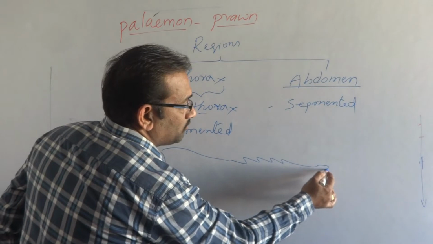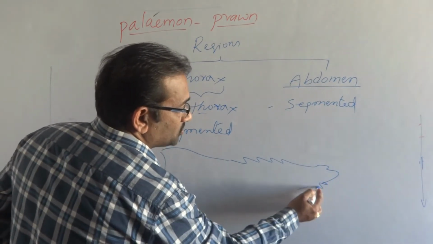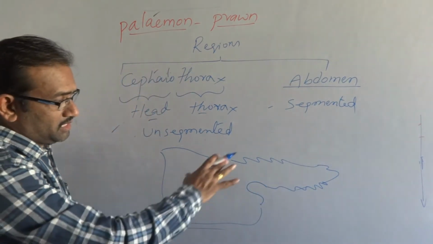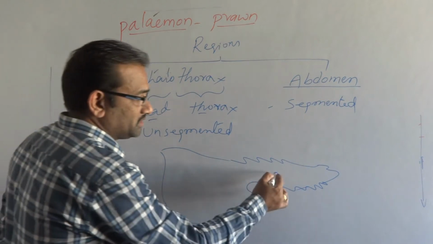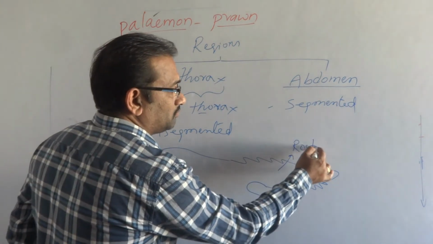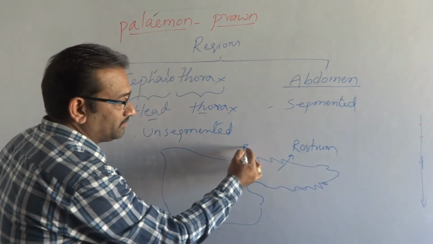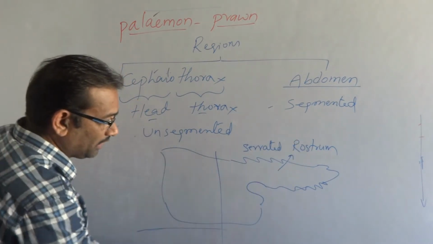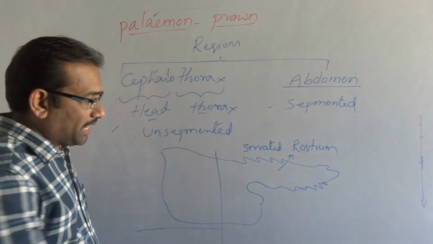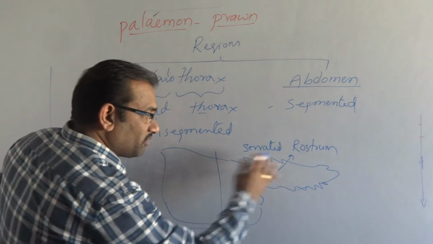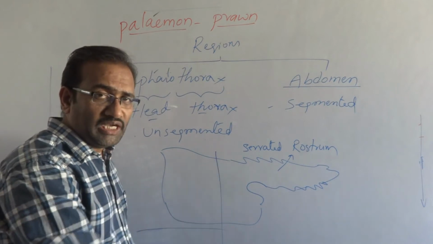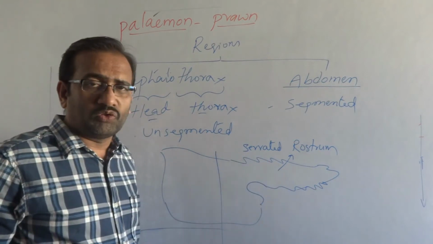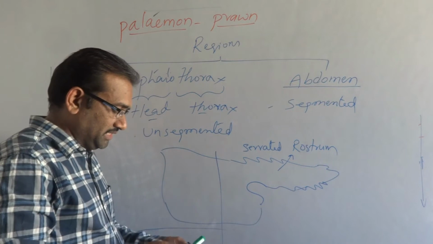And the anterior most part of the cephalothorax is called the rostrum. It is serrated. Rostrum is serrated, and the anterior part of the cephalothorax is covered by a hard epiderm, the exoskeleton. The hard exoskeleton on the anterior part of the cephalothorax is called the dorsal shield.